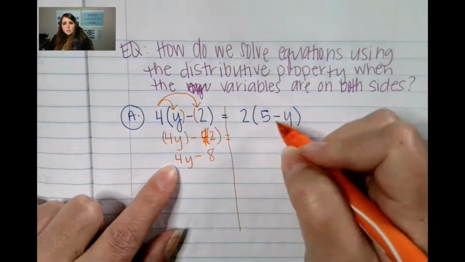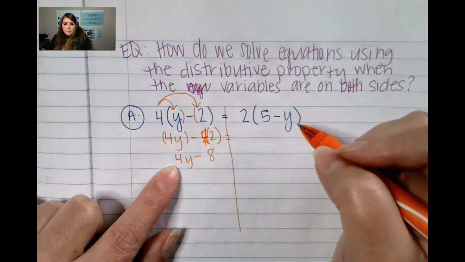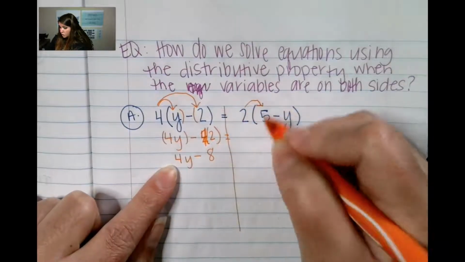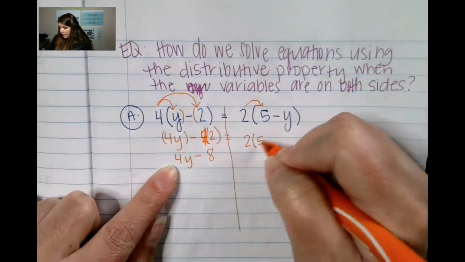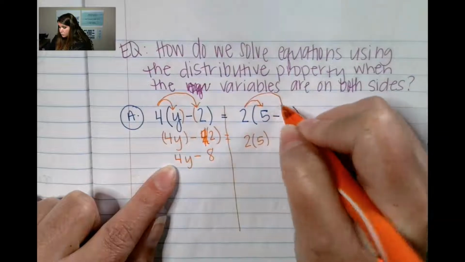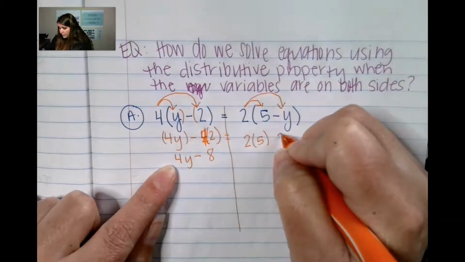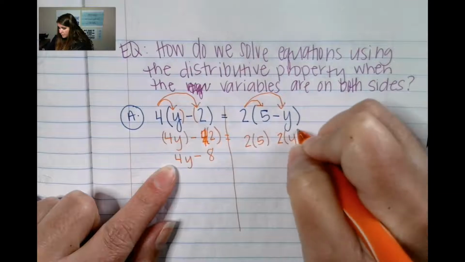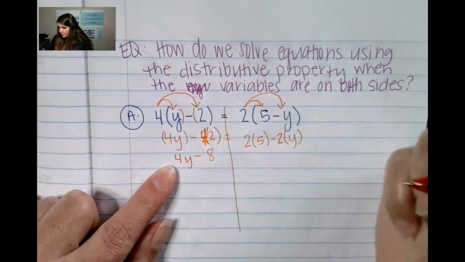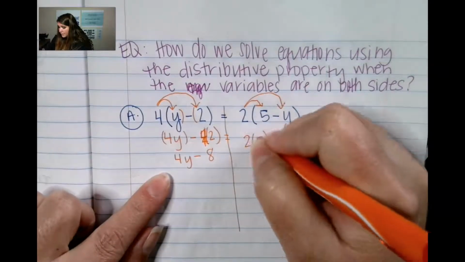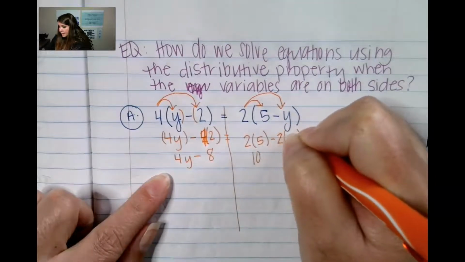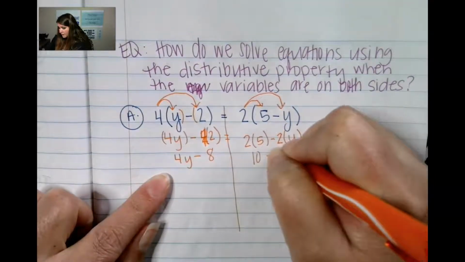We do need to use the distributive property on this side as well. So again, 2 groups of 5 and 2 groups of negative y. So 2 groups of y with the negative sign there. Okay, so this right here is 10, and this is negative 2 times y, or negative 2y.